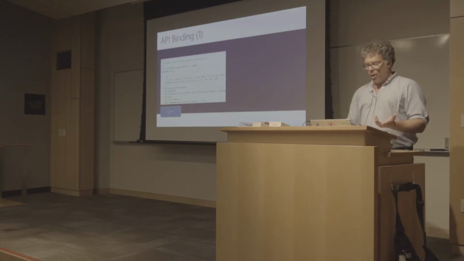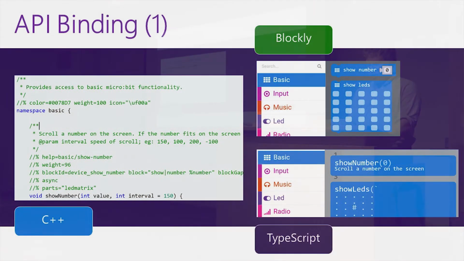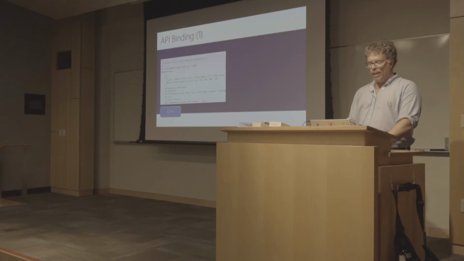So here's how we expose C++. How do we know it's C++? Oh, there's an int there. Very good. So it's not JavaScript. And C++ has namespaces. And within that C++, this is for the microbit, we have a show number function, and we have a bunch of metadata that says, I want to have a block for it, and it's associated with a part on the microbit simulator.